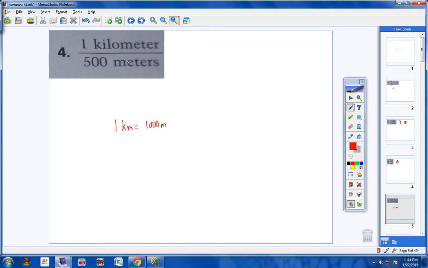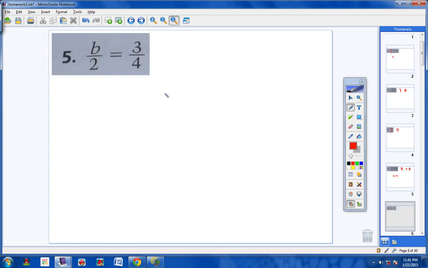So instead of changing meters to kilometers, I'm going to come up here and change my 1 kilometer to 1,000 meters. So now I have 1,000 meters over 500 meters. Well, cross off 2 zeros, cross off 2 zeros, 10 over 5, and that reduces to 2 over 1. Okay? Alright, moving on to numbers 5 through 8. We're going to solve each proportion. Okay? So, number 5, let's solve for b.